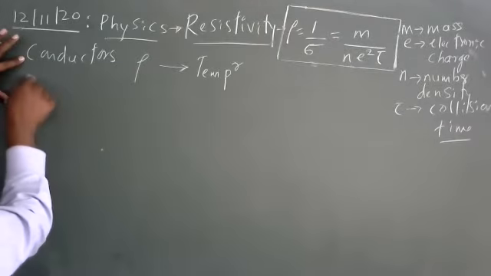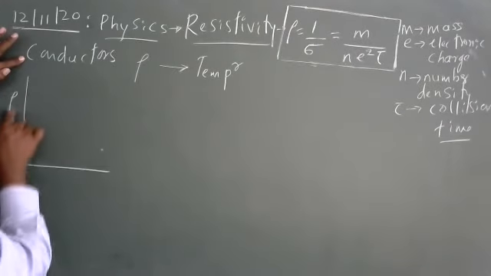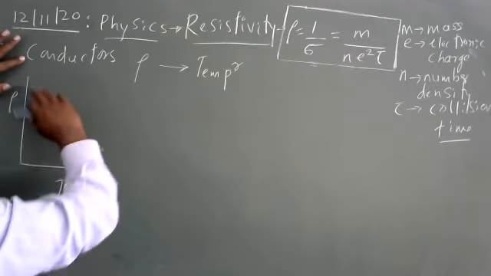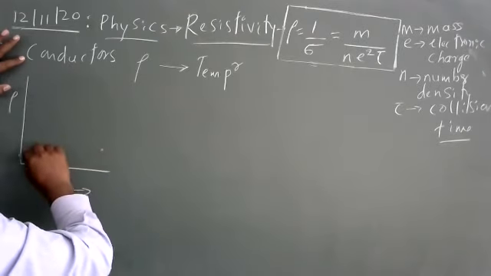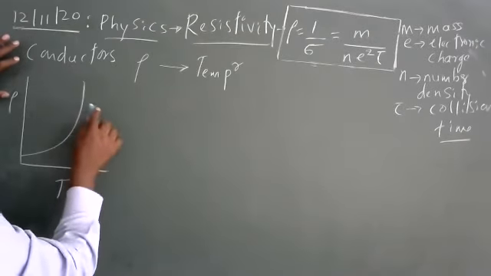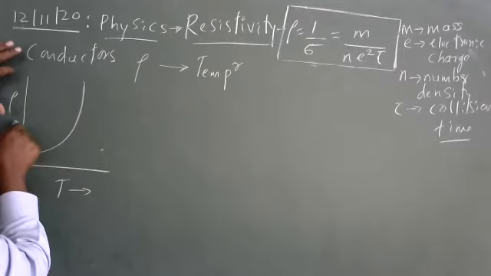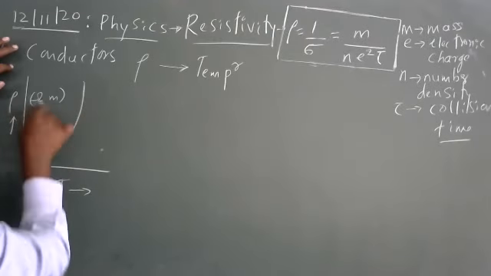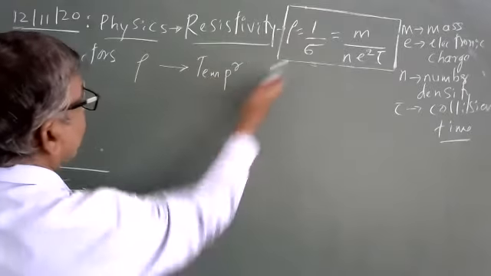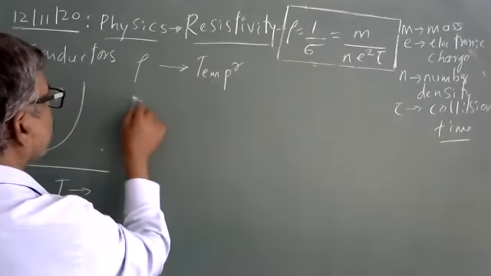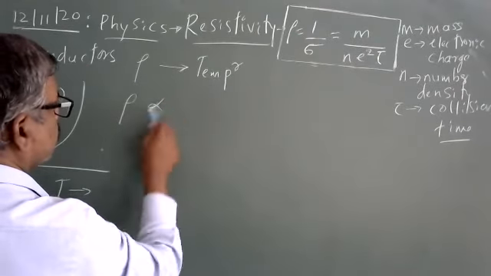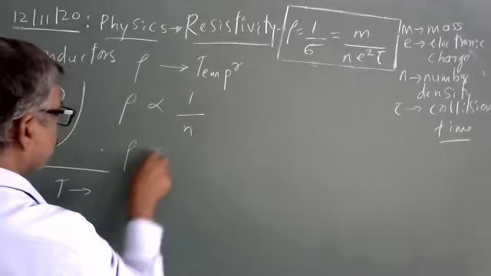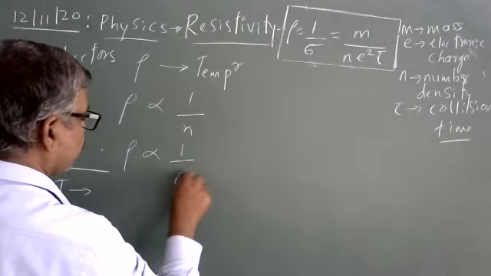We had a small graph where it was like rho versus temperature. What is the graph? The graph was like this. It means with increase in temperature, resistivity increases. And resistivity is measured in ohm meter. Now, how to cross check? I had a formula. So looking into the formula, this resistivity is inversely proportional to n. Similarly, it is inversely proportional to tau.